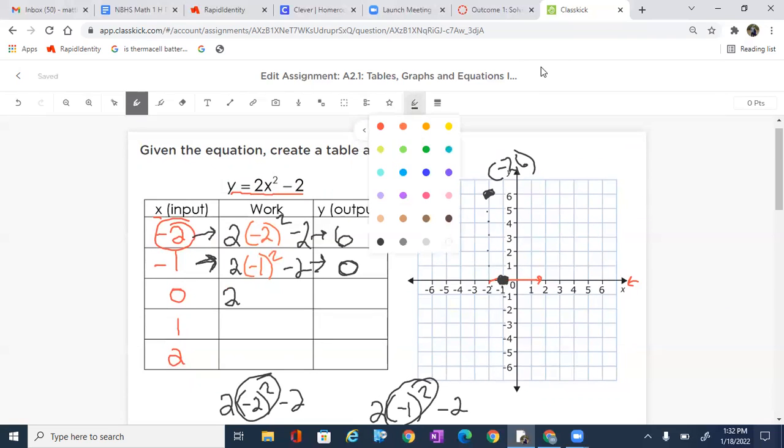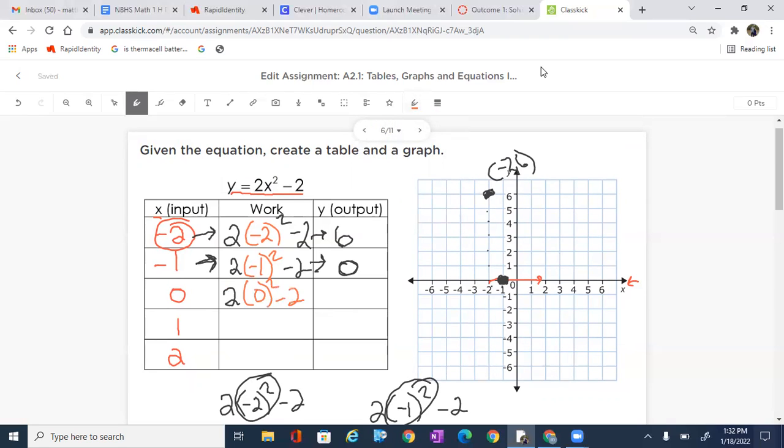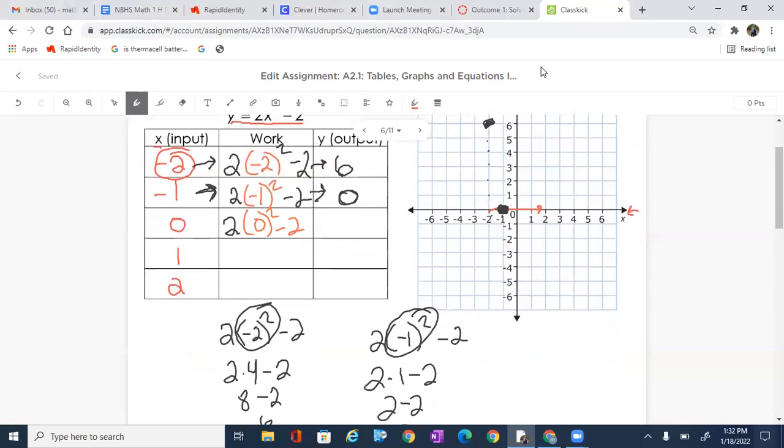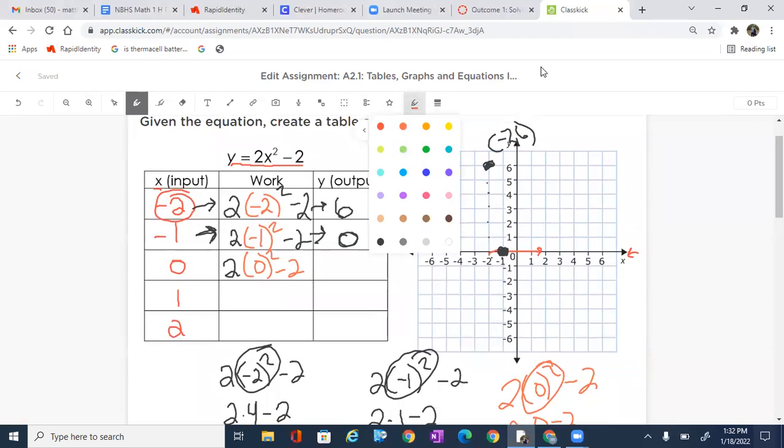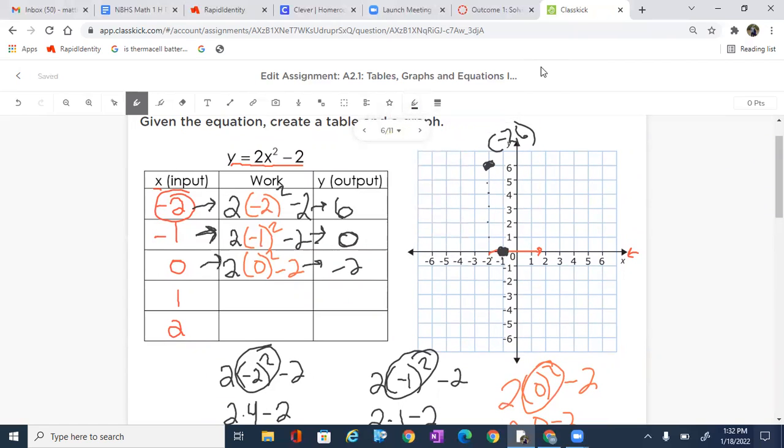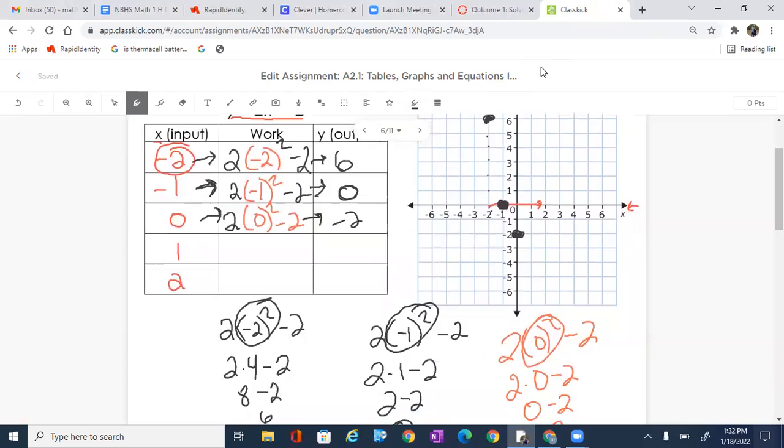So 2 times 0. I'm just going to work my way down. Let's go ahead and show some work down here at the bottom. So 2 times 0 squared minus 2. 0 squared is just 0. 2 times 0 minus 2. 2 times 0 is 0. Minus 2 is -2. So that is going to be -2. And once again, we put in 0, we got out -2. And so at 0, I'm going to put -2 right here. And I'm just going to keep working down.